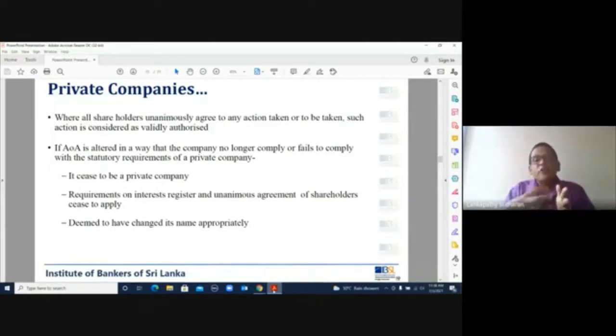But in a private company, which is of course a very close-knit setting, closely related people get involved. So by unanimous agreement, they can avoid maintaining that interest register. But in a public company, in the other companies, they have to maintain the interest register, because they can offer the shares to the general public. So the public can see the interest register: who the people are, how many shares, who the shareholders are, and all that information.